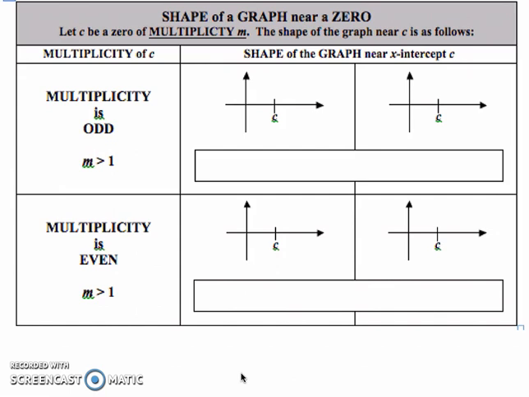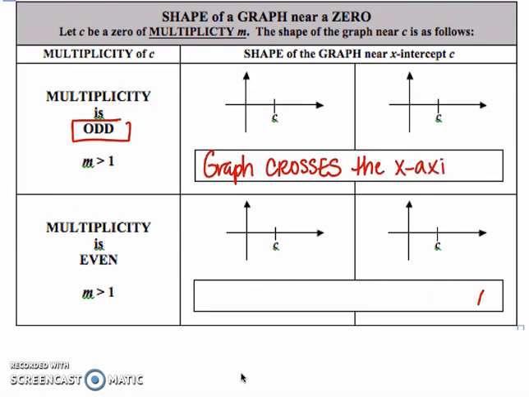So if we have a multiplicity that is odd, then what's going to happen is our graph crosses the x-axis at that point. So if we have a 0 at the point C and our multiplicity is odd, it's going to cross over the x-axis. It's going to look something like that. Just two possibilities of what it could look like.